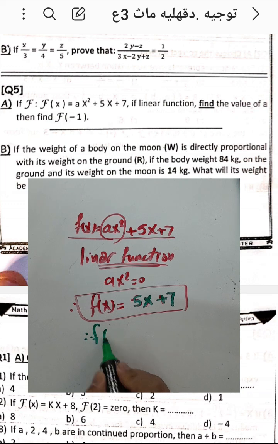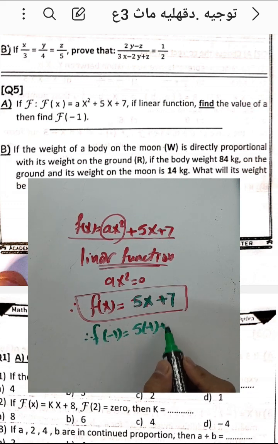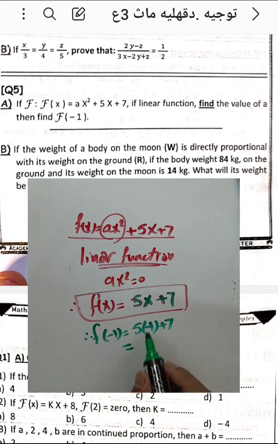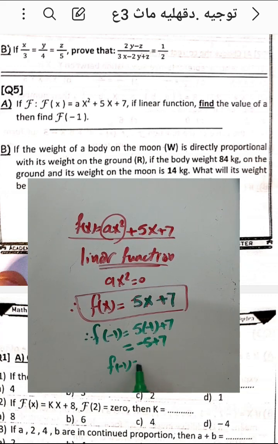Then f of -1 will be 5 multiplication by -1 plus 7. 5 times -1 it will be -5 plus 7. Then f of -1 it will be 2. The result will be 2.